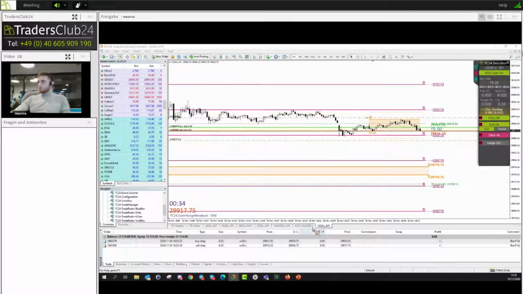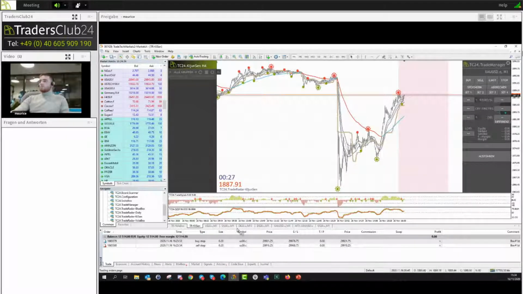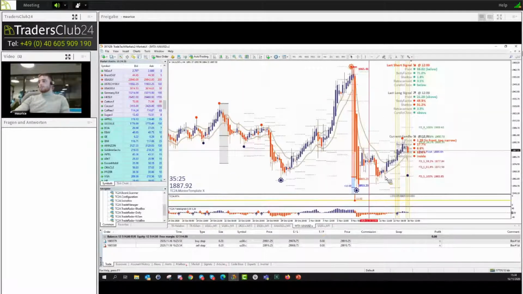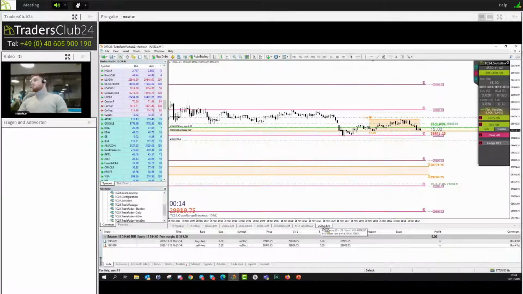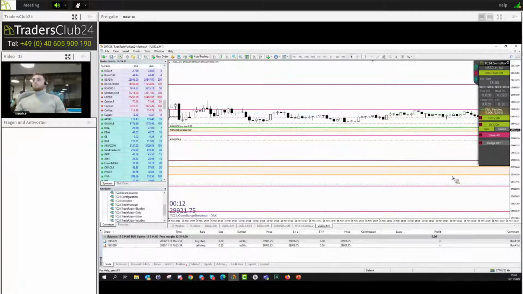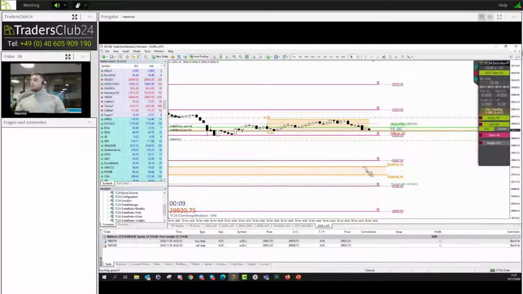There are a few other tools and strategies that we use over here at TradersClub24, such as Kijun-Sen, which is more of a swing trader, as well as the MasterTemplate X. As you can see, a bit more confusing, but we won't get into this today. We'll get to that at another stage. So first of all, we're going in for our SwissBox. I'll bring it over.